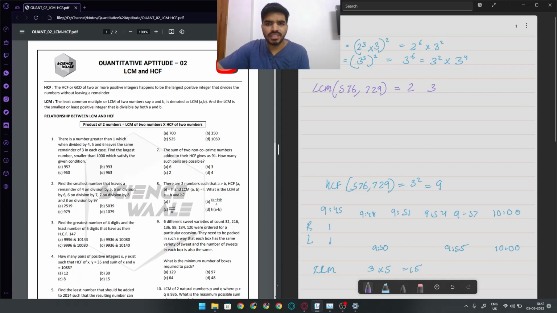Best is to write it in this form, 2 to the power 6, rather than writing 2 into 2 into 2. It takes time. So 2 to the power 6. The maximum power of 2 in both the expansions is 6. So I'll simply write 2 to the power 6, multiplied by 3 to the power... The maximum power of 3 is in 729. That is 3 to the power 6. This will be the LCM. That is 6 to the power 6.